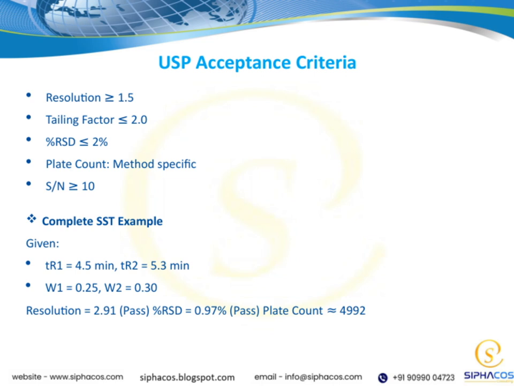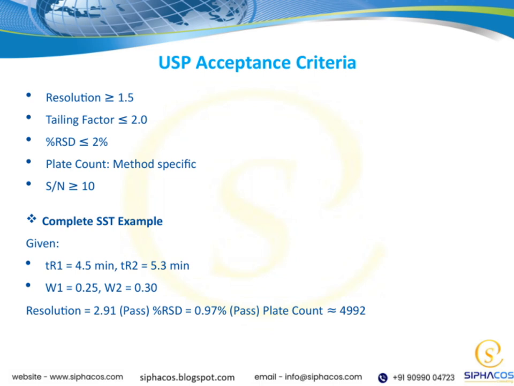The percent RSD, or relative standard deviation, is 0.97%, which is comfortably within the acceptable limit of 2%. This indicates good precision and repeatability of the method. The plate count here is approximately 4,992, which reflects the column's efficiency.